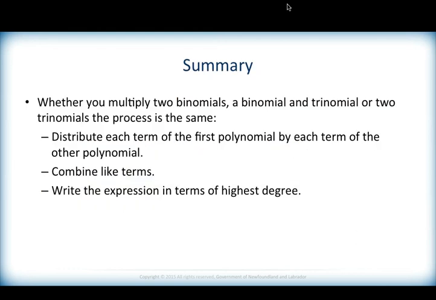In summary, whether you multiply two binomials, a binomial and trinomial, or two trinomials, the process is the same. Distribute each term of the first polynomial by each term of the other polynomial. Once that is completed, combine your like terms and write the expression in terms of the highest degree. If you want to verify the solution and see if it is correct, you can substitute a number in for your variable, keeping it the same throughout, to see if the left-hand side equals the right-hand side. If this is true, then your solution is correct.